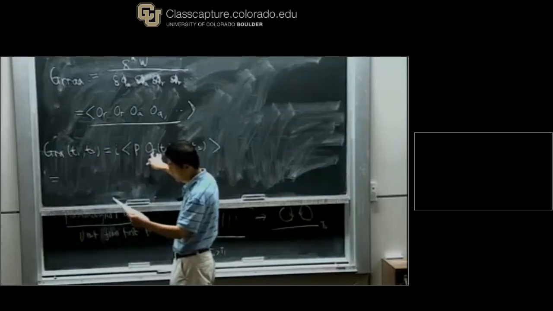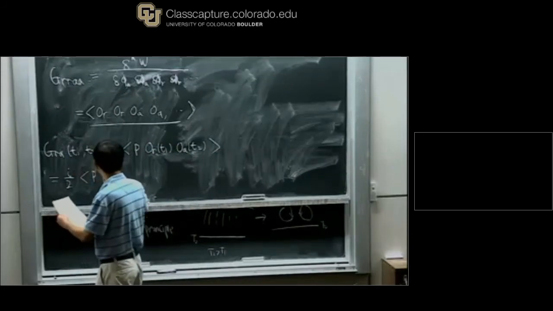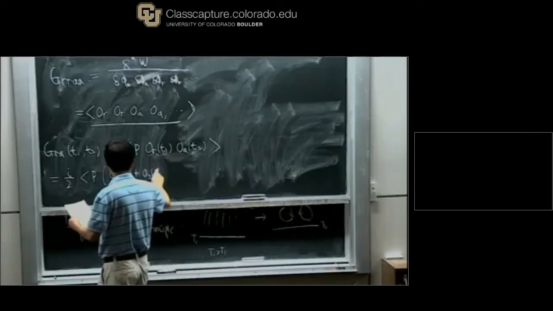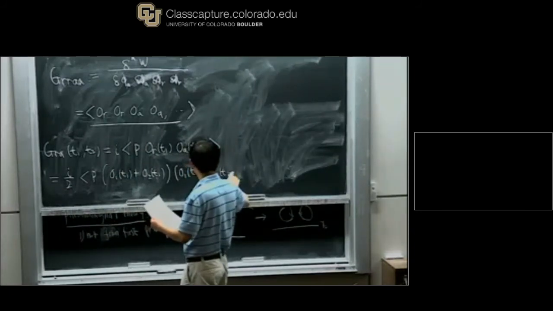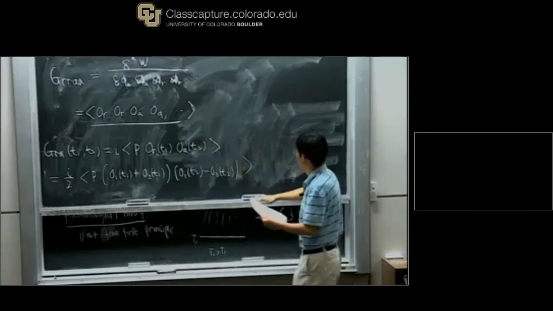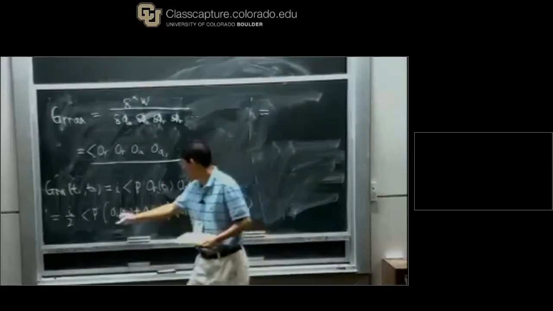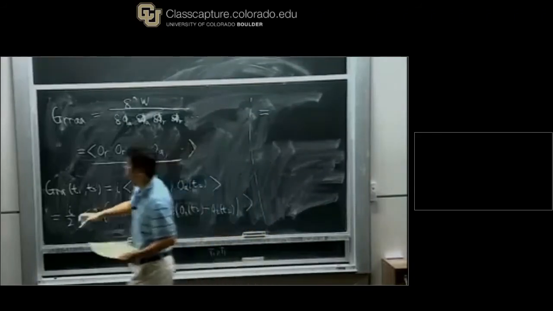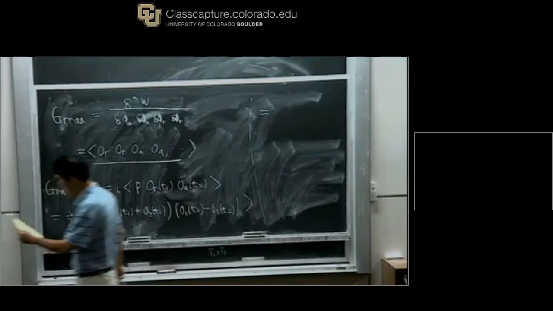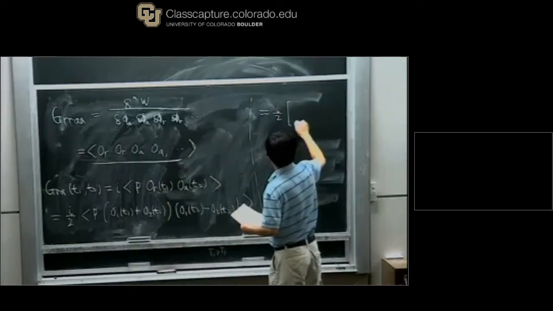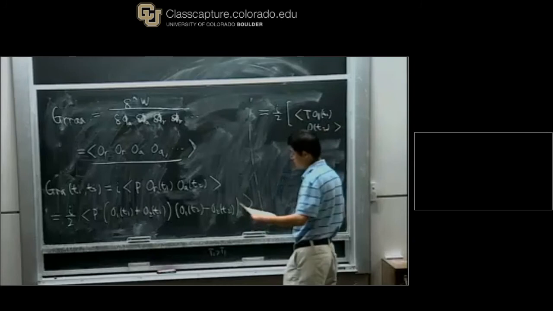I just replace this by 1/2 (O_1 and O_2). So this becomes i times path-ordered (O_1(t_1) plus O_2(t_1)) and (O_1(t_2) minus O_2(t_2)). Now you just write each term. When it is O_1, which is on the first leg, it should be time ordered. So I just have time-ordered O(t_1) and O(t_2). This is from the first one.